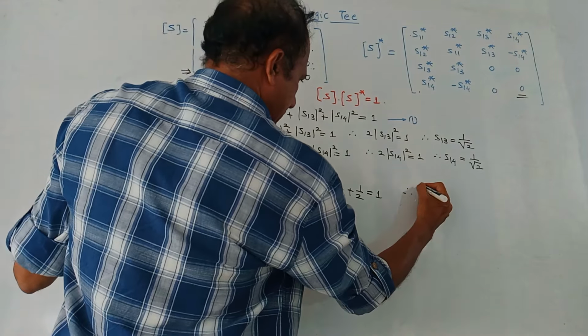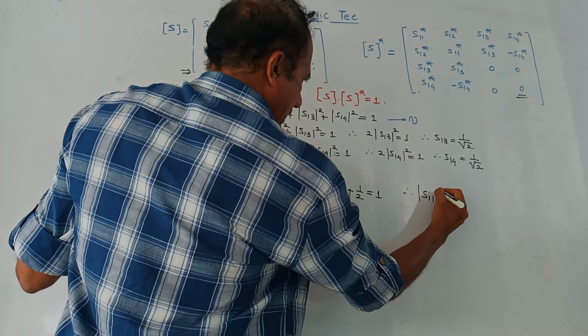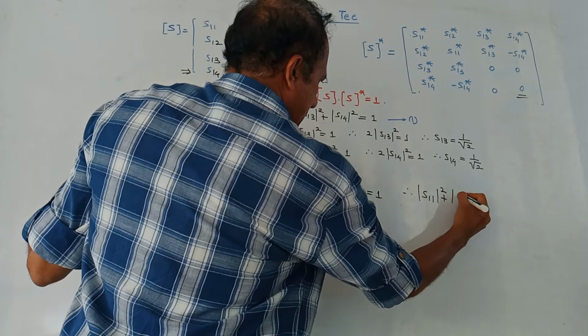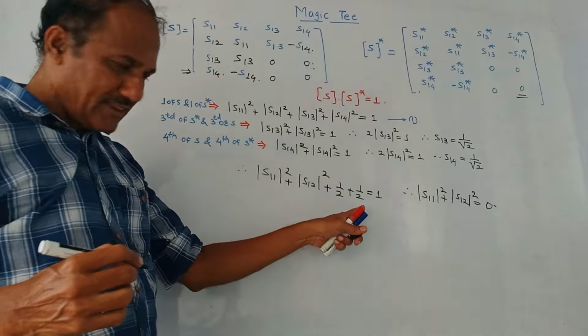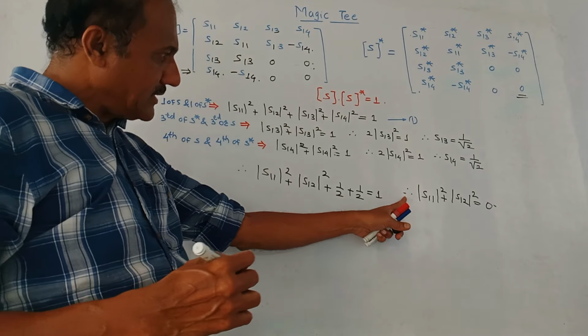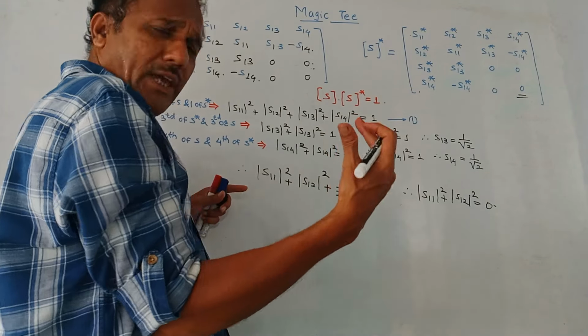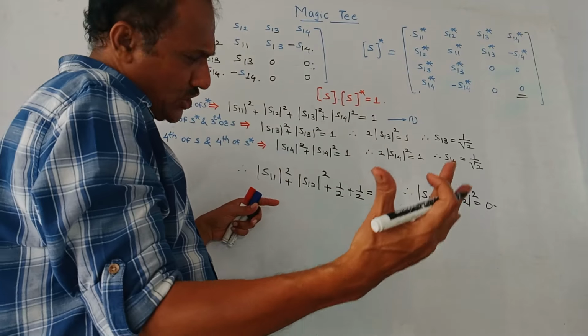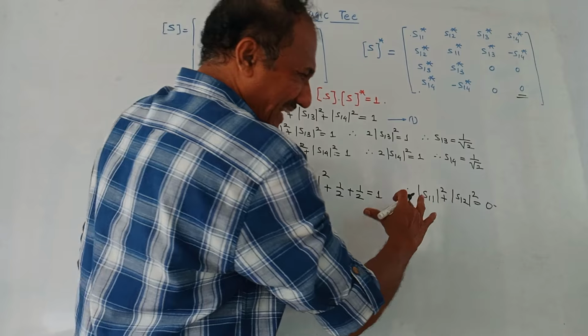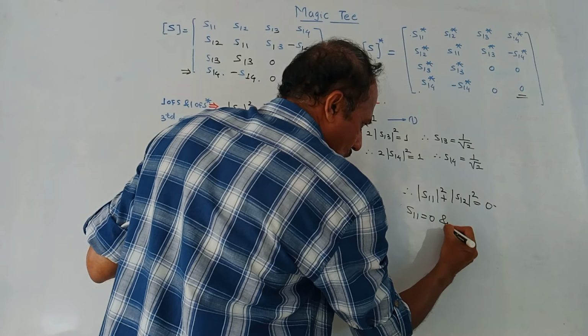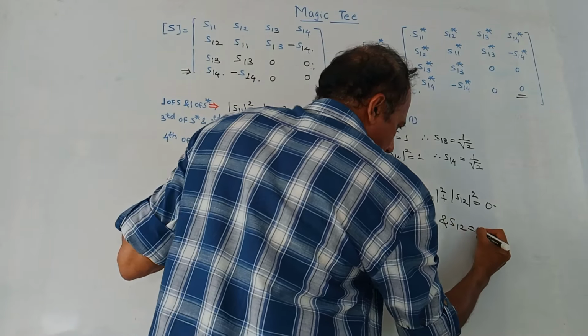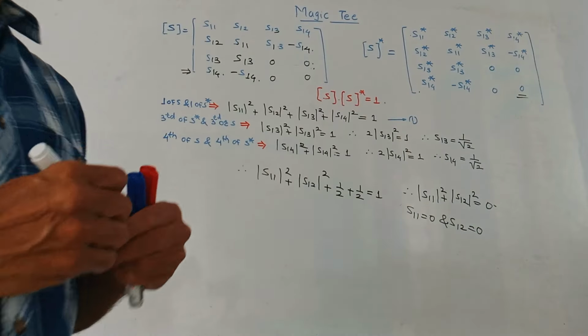Therefore, I can write mod of S11 square plus mod of S12 square is equal to 0, because this becomes 1. If I transfer it to the RHS, it becomes 0. Now, keeping in mind the matched condition of port 1 and port 2, we can easily write this as S11 is equal to 0 and S12 is equal to 0.